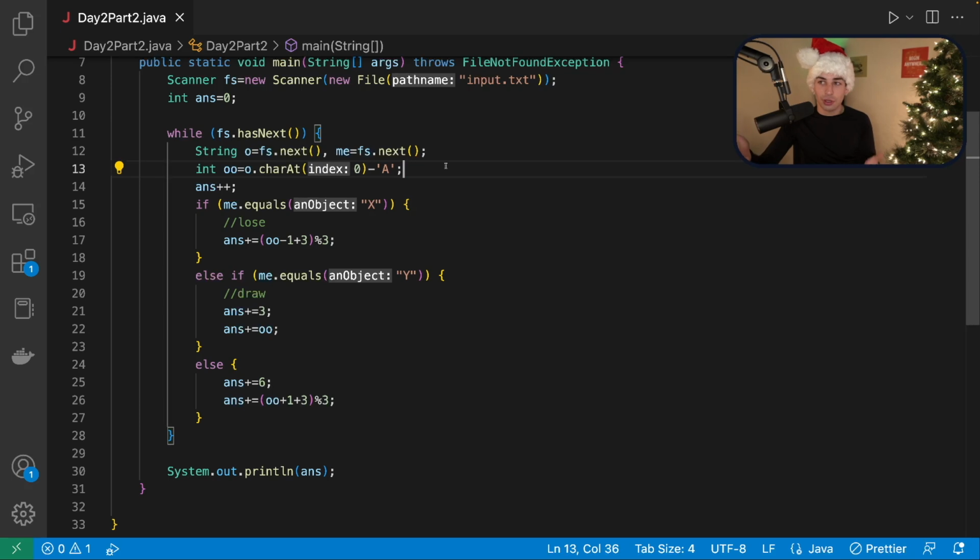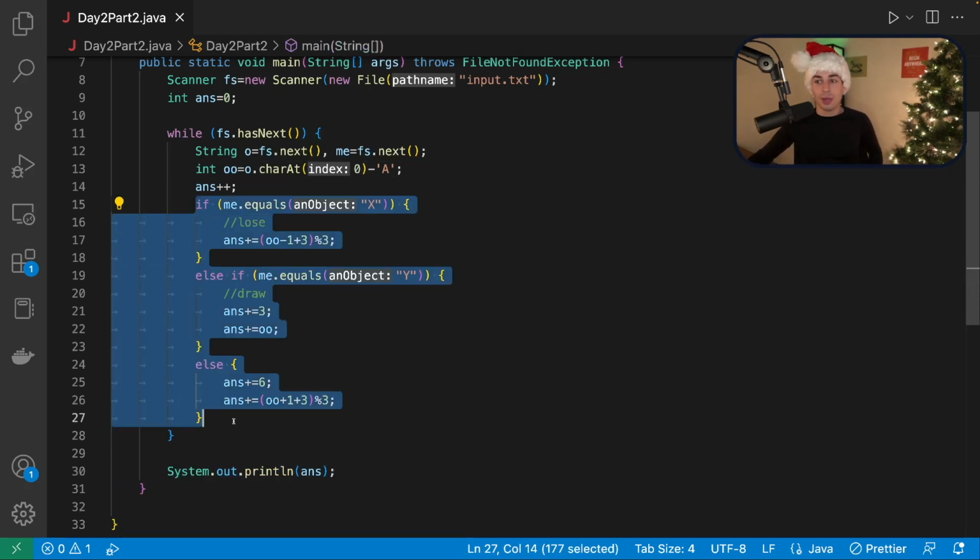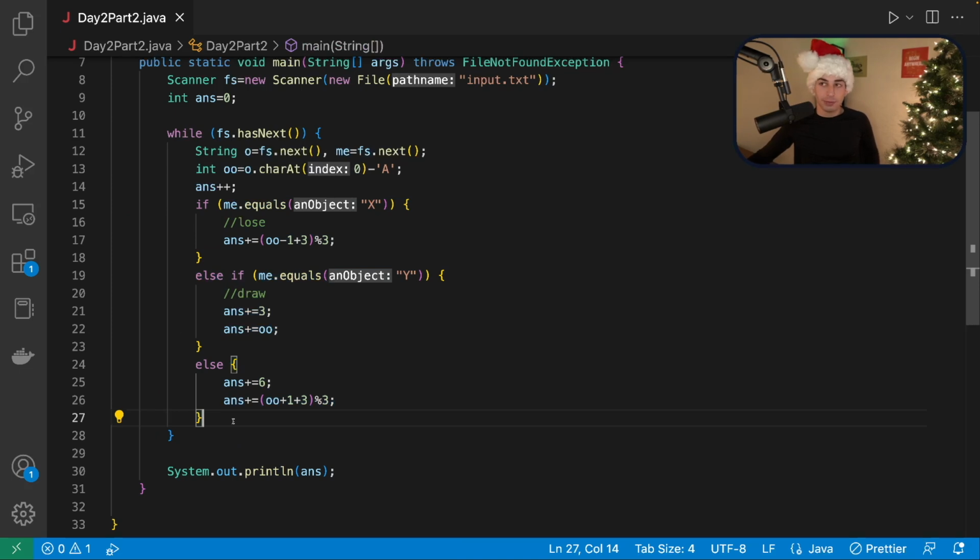Part two is pretty similar. The difference is instead of being given what you played, you're given, which is a bit more intuitive, I think, the result of the game. And then you have to figure out what you would play in order to get that result. So X is a loss, Y is a draw, Z is a win. They go from worst to best for you. I handled each of these separately. You might be able to do something a little bit better, but oh well, this is what I did.